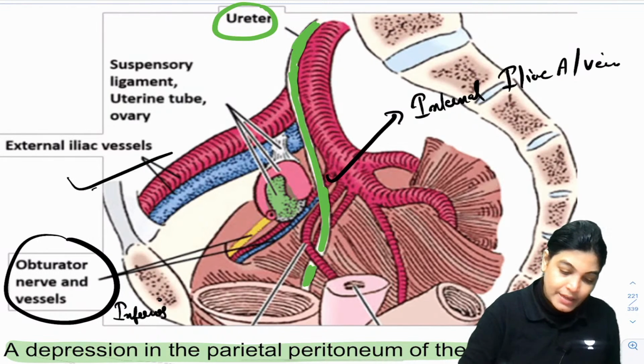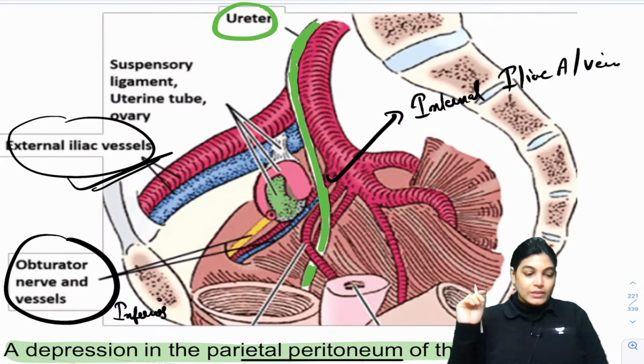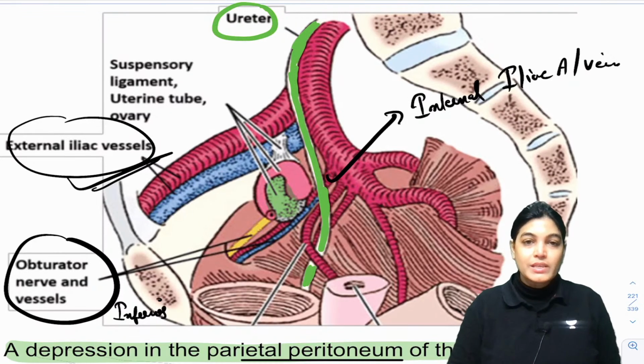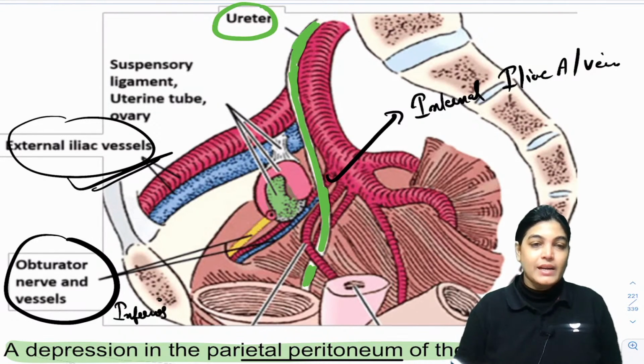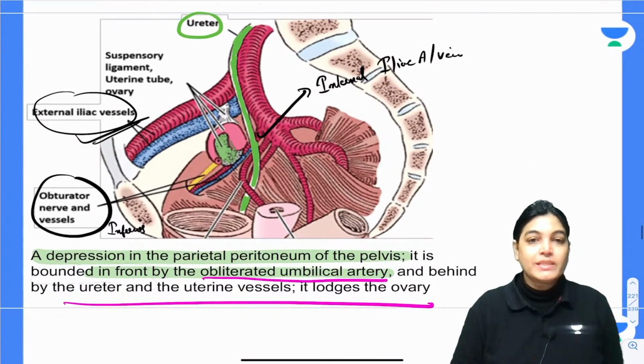Superiorly, external iliac vessels. See here, the important boundaries of the ovarian fossa have been shown to you. External iliac vessels superiorly and crossing anteriorly. The internal iliac artery and vein, and the ureter, are lying posteriorly. Obturator nerves and vessels are lying inferiorly. And anteriorly it is crossed by the obliterated umbilical arteries.